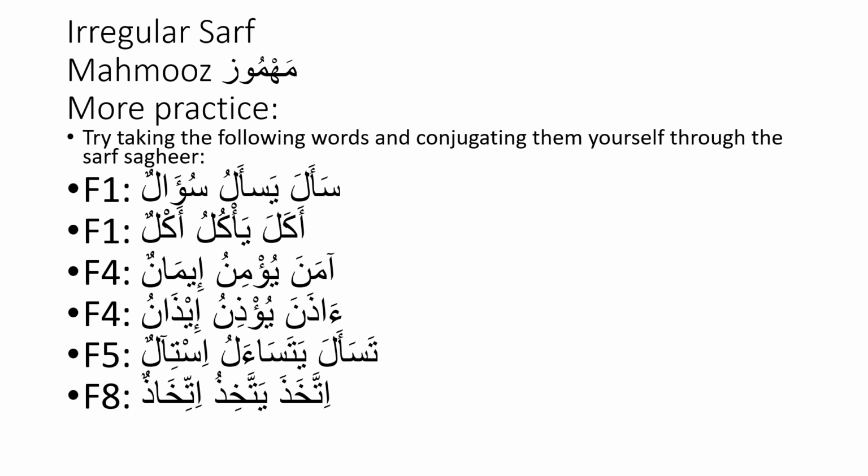For a little bit more practice, try taking the following words and conjugating them yourself through the sarf saghir. If you want to make up your own words, you can just go through any kind of dictionary like Hans Wehr and just go through the sections that start with an alif or have an alif in the middle and so on. You can find a lot of examples to do some further practice on.